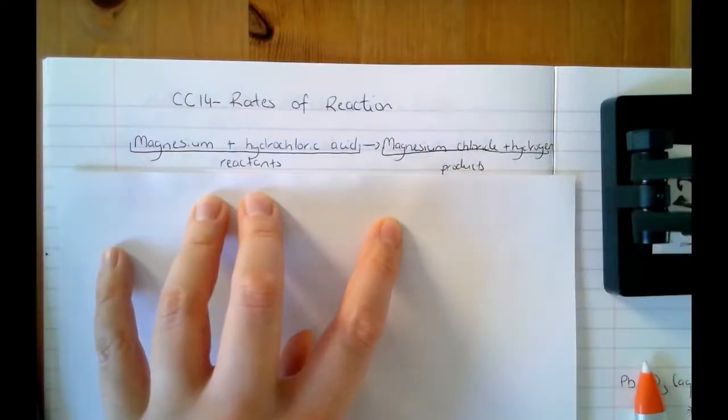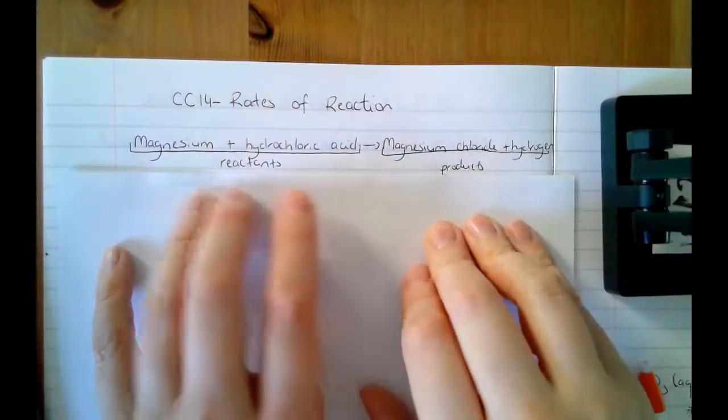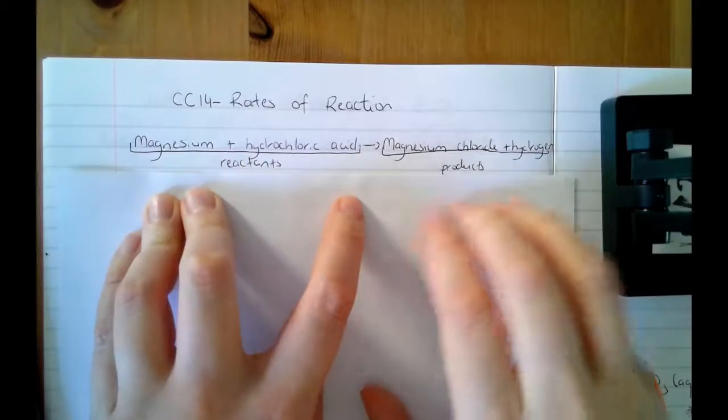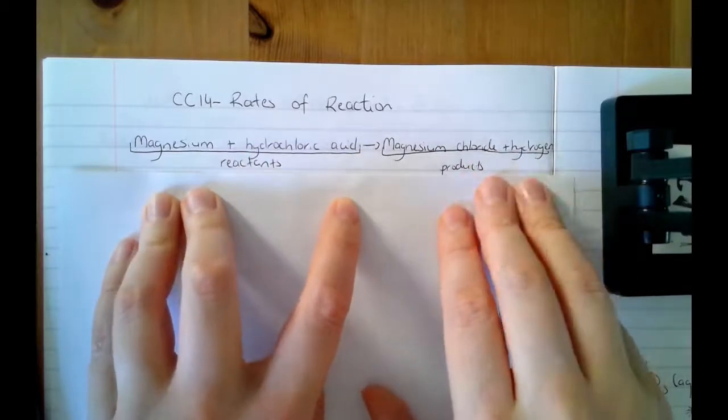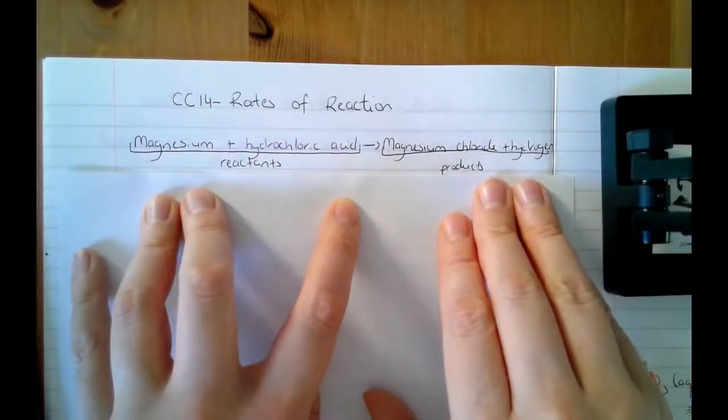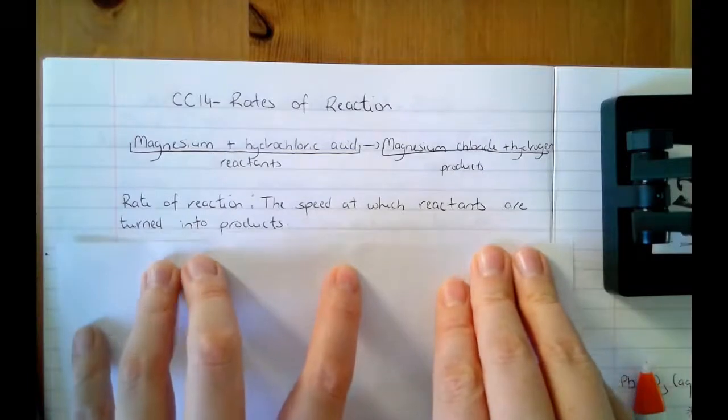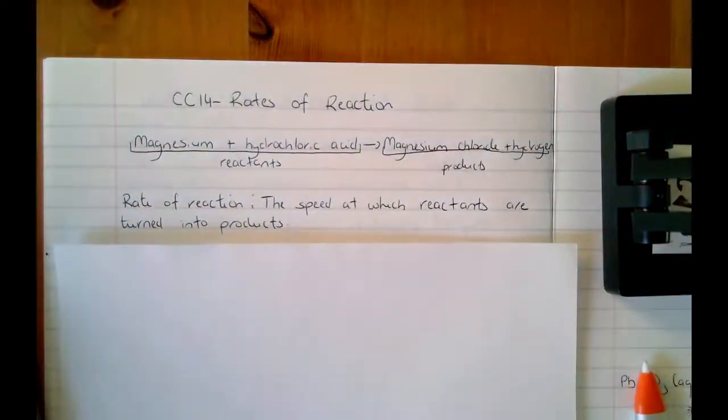When we're looking at the rate of a chemical reaction, we're looking at how quickly those reactants are turned into products. In other words, how fast the chemical reaction is. The rate of chemical reactions can vary quite a lot. You can have really quick chemical reactions such as explosions, and then on the other hand you can have really slow chemical reactions like the rusting of a nail.